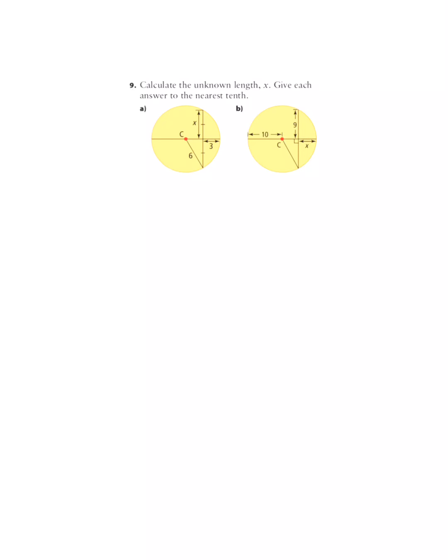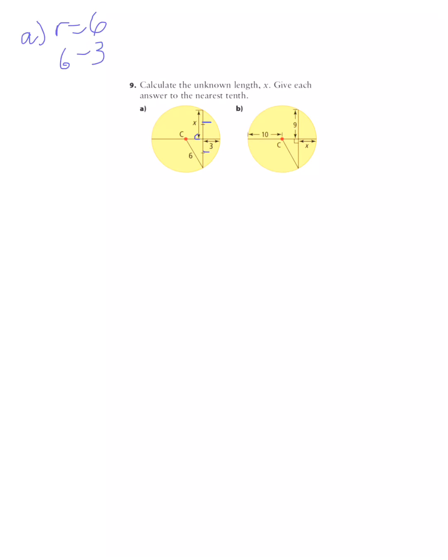Okay, so let's do 9. We can do A and B here. Calculate the unknown length x. So again, for part A, we have a radius of 6. And so we can figure out that that missing side is 6 minus 3. So this side here is also 6. And then we know that this x is going to be the same here.